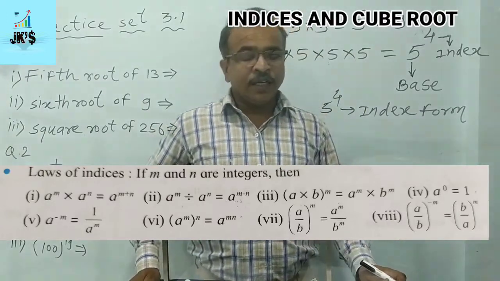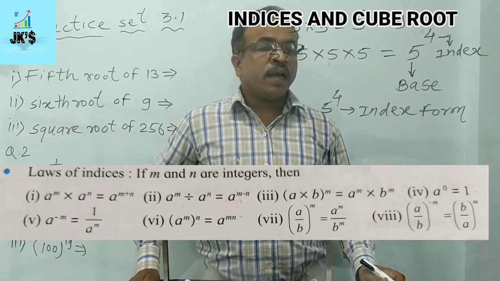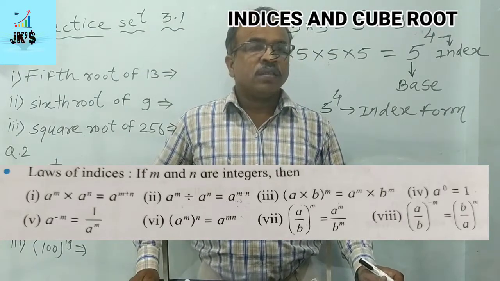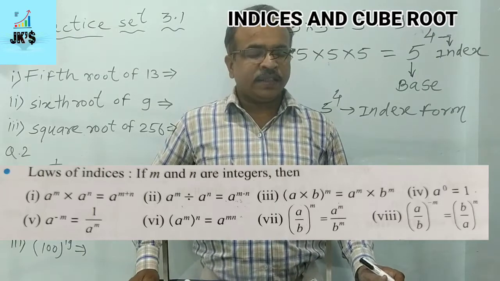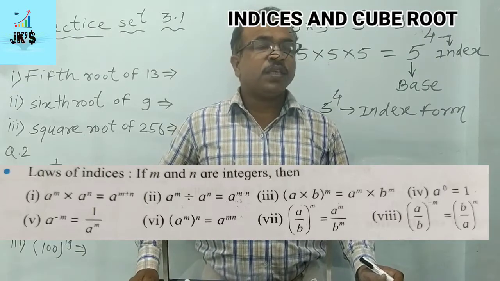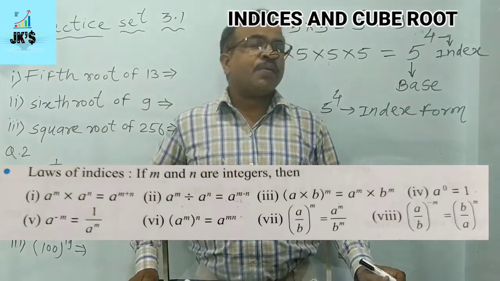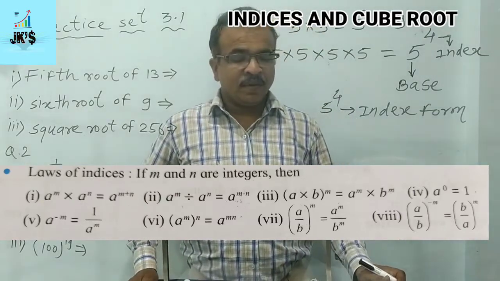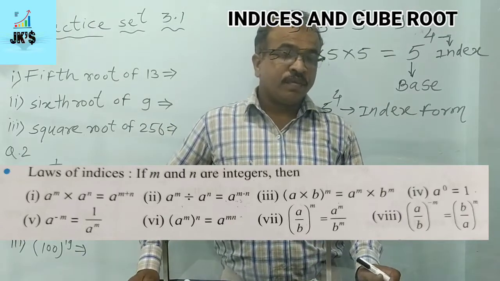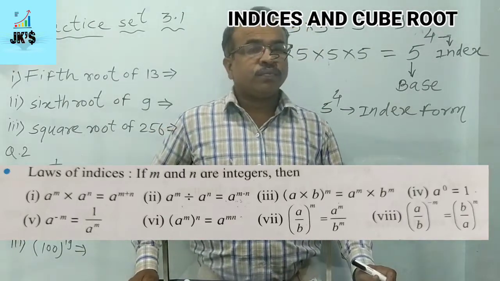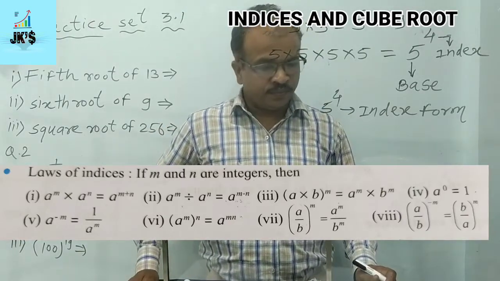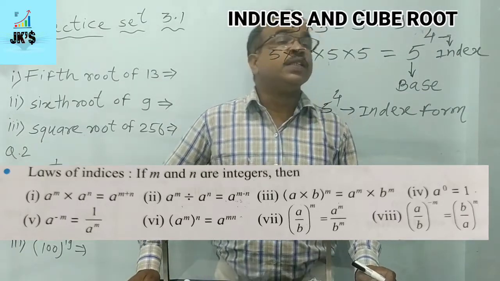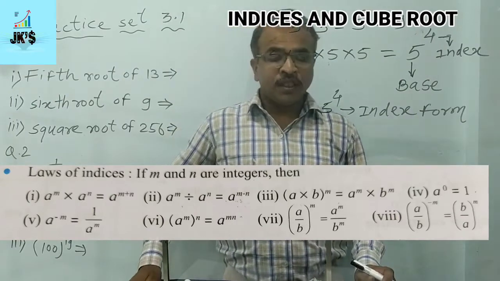If in a bracket a into b, and m is the power of that bracket, means m is a common index of a and b. Then we separate it: a to the power m into b to the power m. Fourth one, a to the power 0 equals 1. Means if the index of any number is 0, then its value is 1.